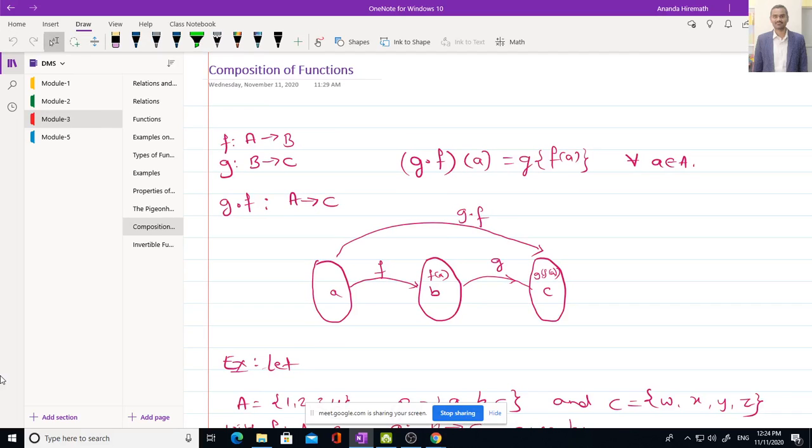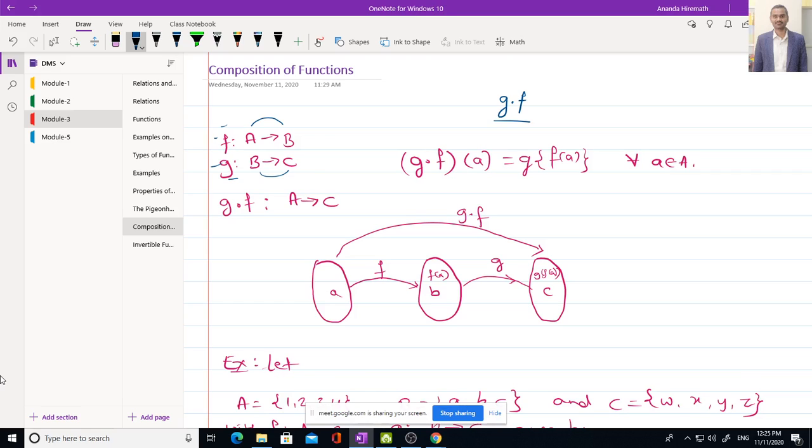Now I'm going to explain composition of functions. In this topic, let us assume that there are two functions, say f and g. F is a function from A to B and g is a function from B to C. Composition of functions is denoted by the symbol g composition f, and let us see how it is represented using a diagram.